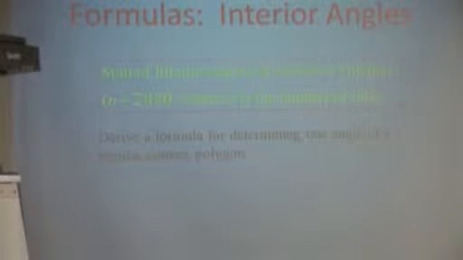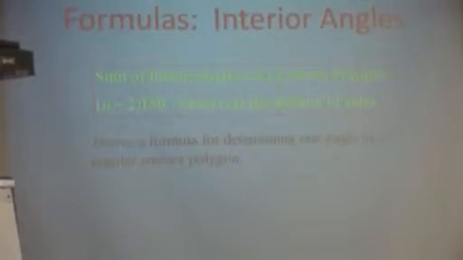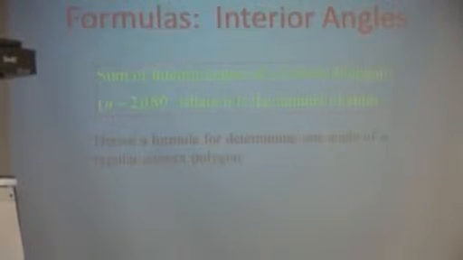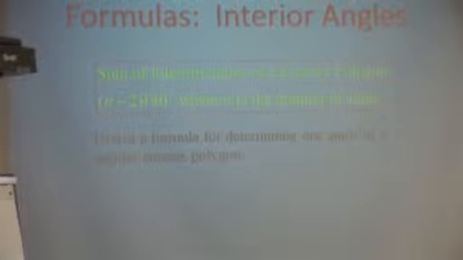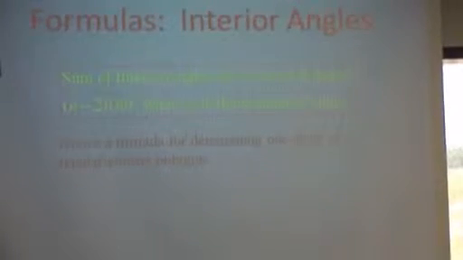Okay, and then obviously whatever method you used, go back and talk about the formula, because they basically derive the formula with any of those methods. And then to ask, can you derive a formula for determining one angle of a regular convex polygon? So we would just divide by n.